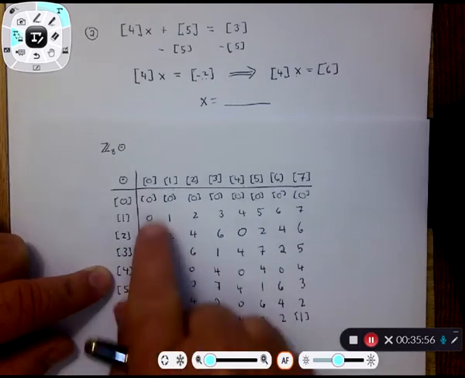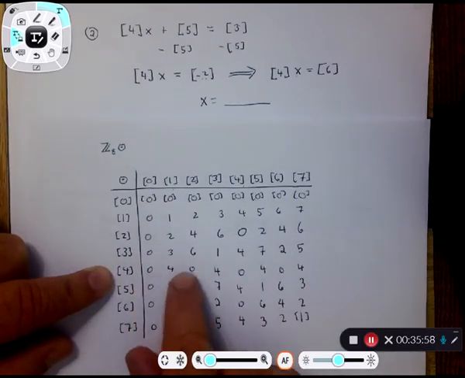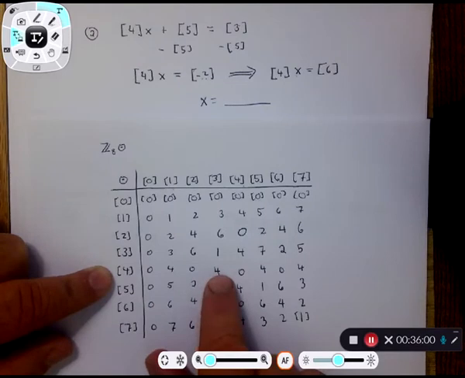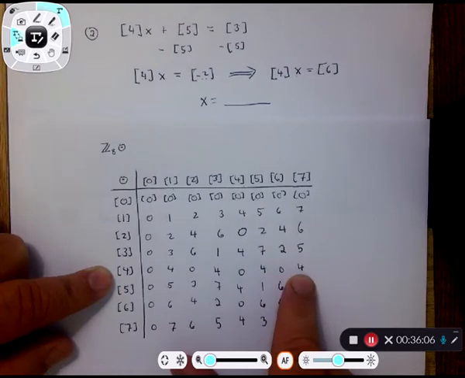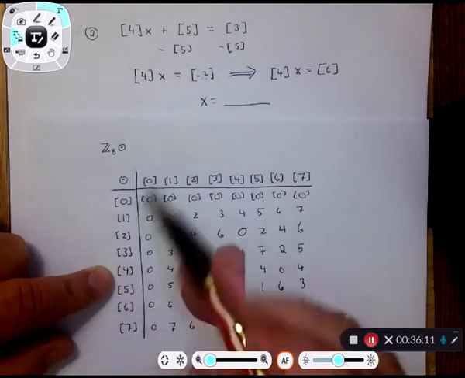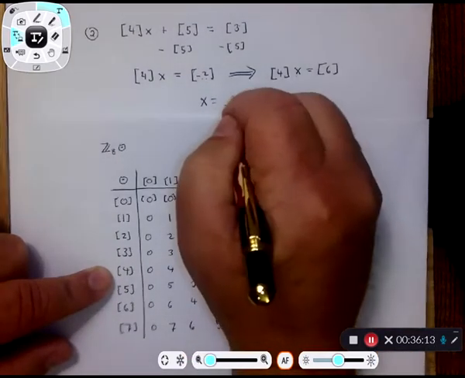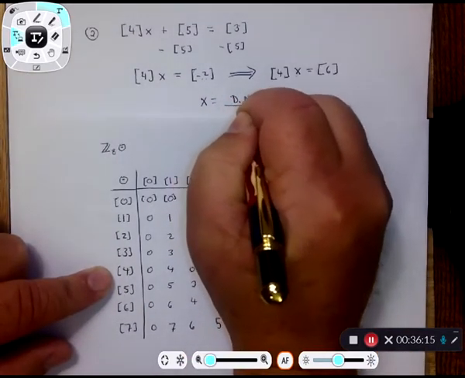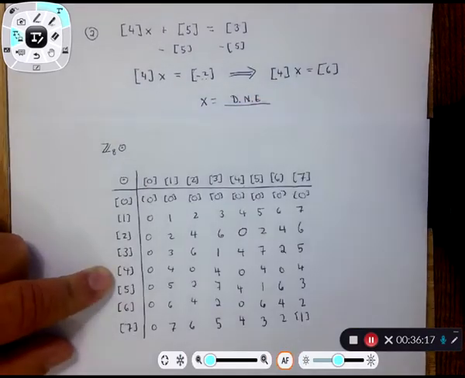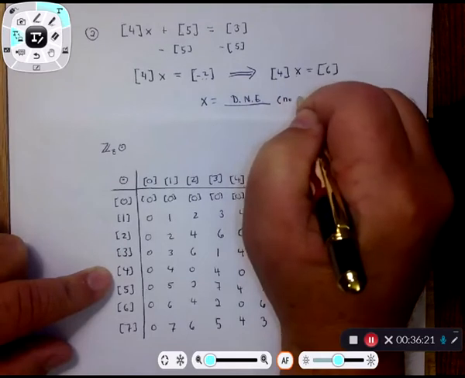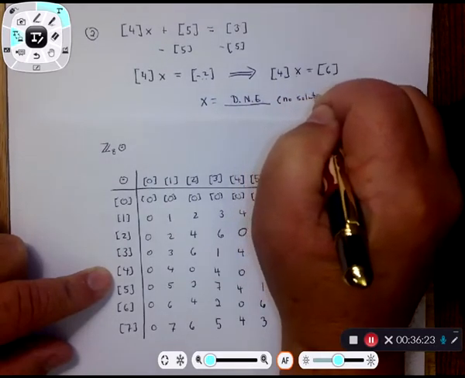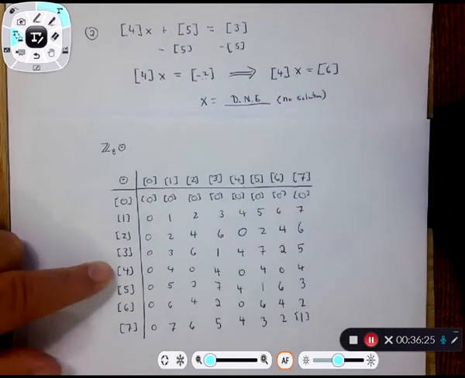Problem is 4 times 0 is 0, 4 times 1 is 4, 4 times 2 is 0, 4 times 3 is 4, 4 times 4 is 0, 4 times 5 is 4, 4 times 6 is 0, 4 times 7 is 4. I don't care what I multiply by, I never get 6. So since 6 doesn't show up, the answer is D and E. D and E is my code for does not exist. Another word for does not exist is no solution. So here's an example of no solution.